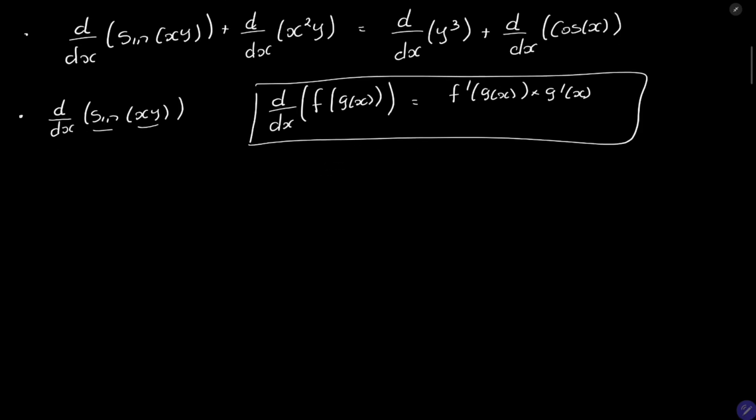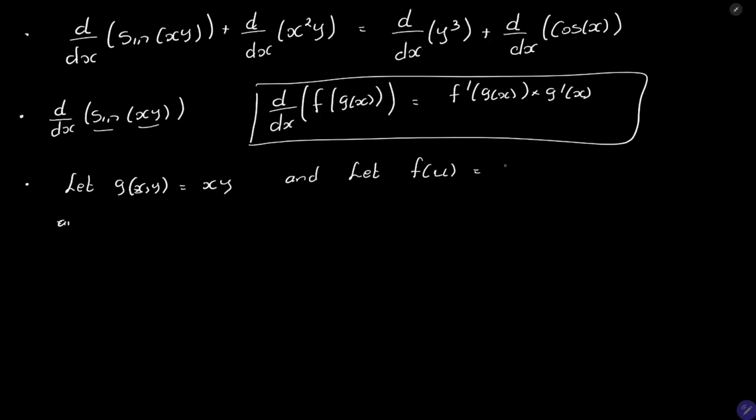So the first thing we need to do in this case is to identify our g and our f. We'll just say let g be the function. Why do we say g? Because g of x is a function in terms of x, whereas our function in this case is a function in terms of x and y. So we could say let g of x, y be equal to xy, and let f of u be equal to sin u.